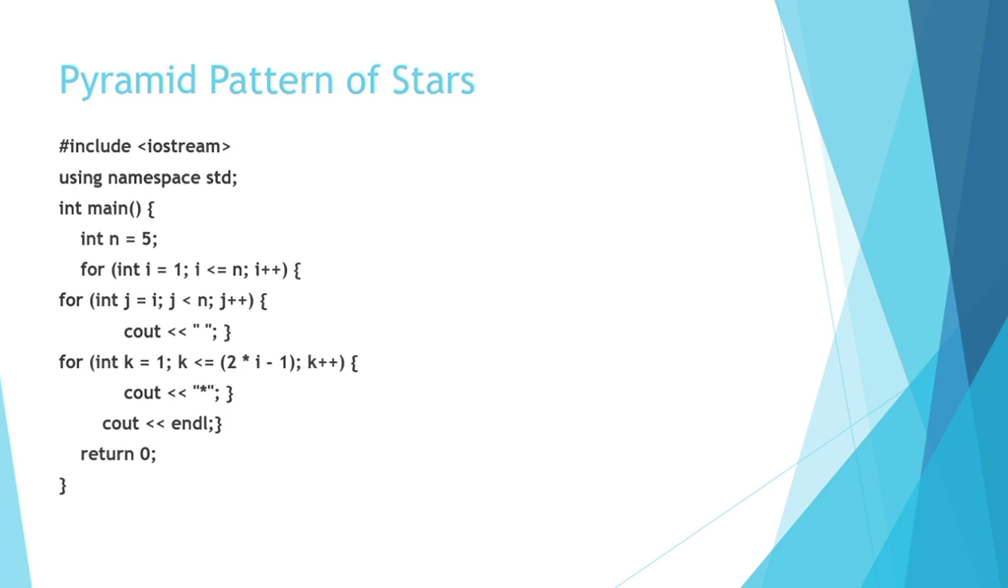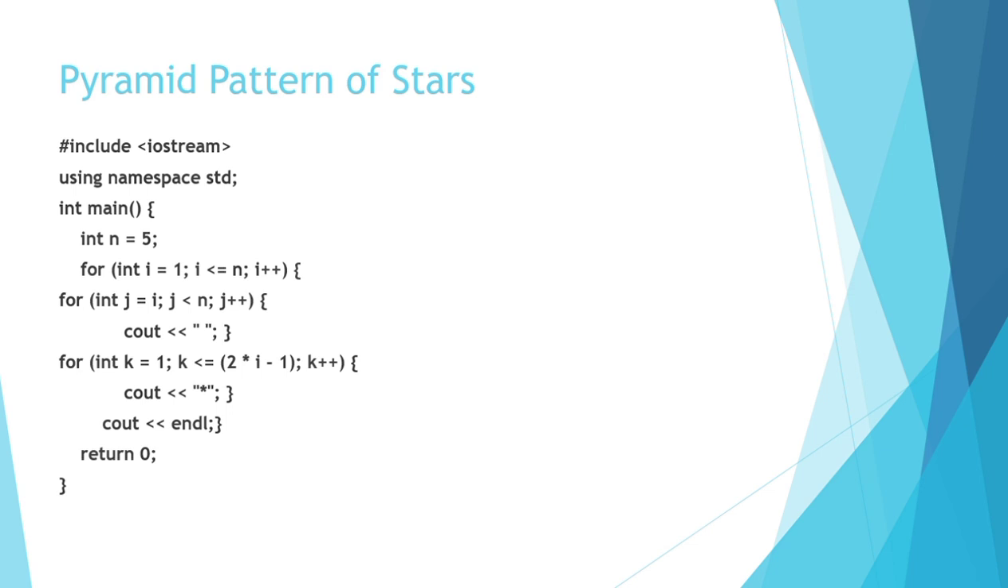First inner loop, spaces. j runs from 2 to 4, i equals 2, n equals 5, so 3 spaces are printed. Second inner loop, stars. k runs from 1 to 3, 2 times 2 minus 1, so 3 stars are printed. Third iteration, i equals 3.